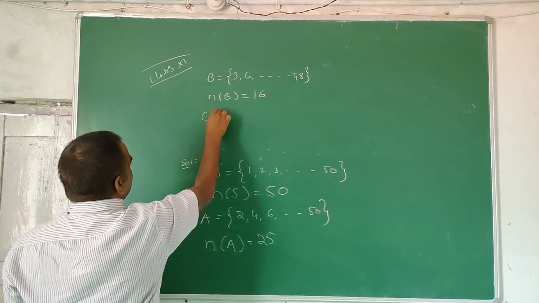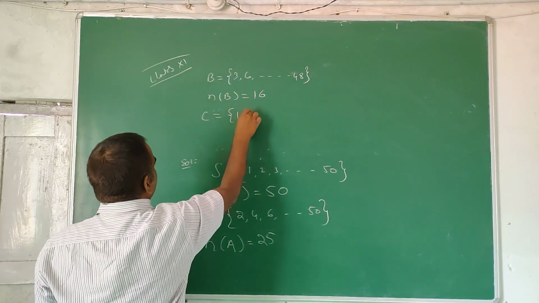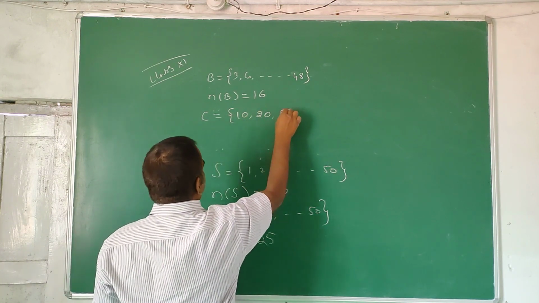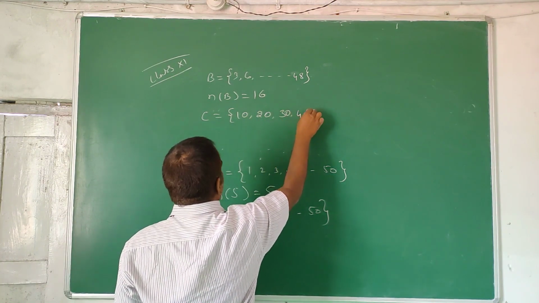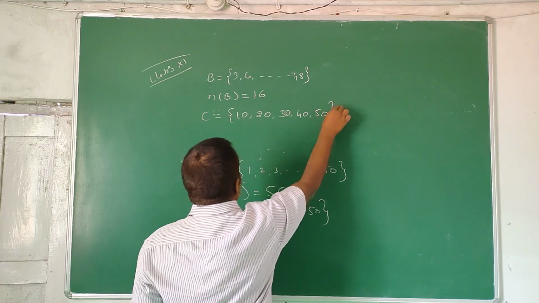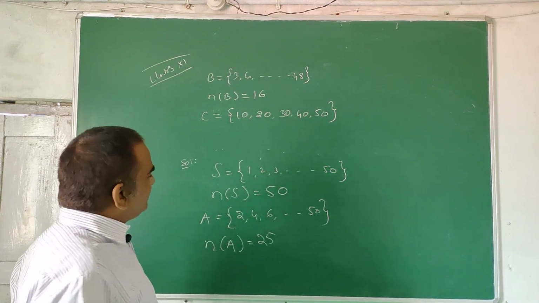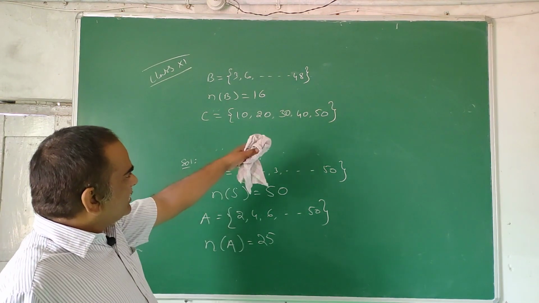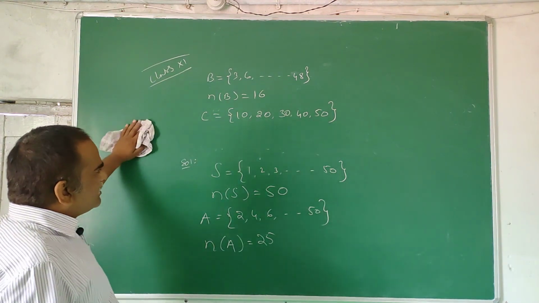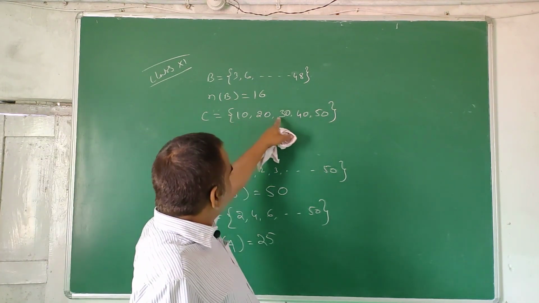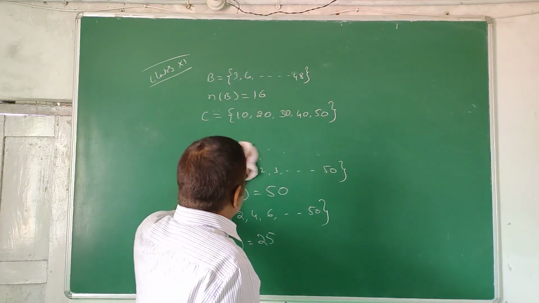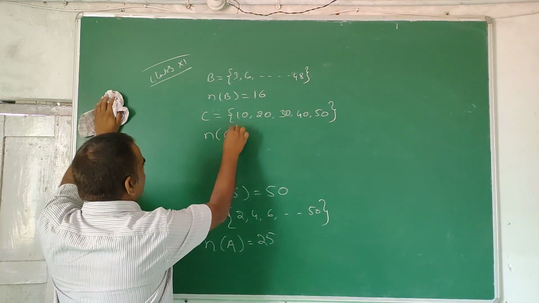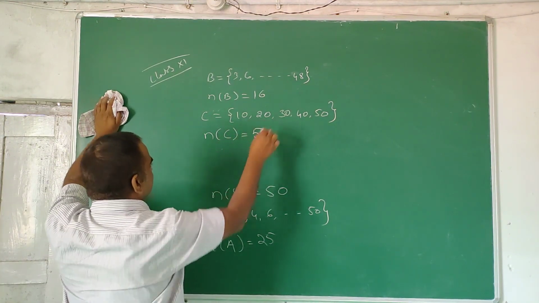Now C is a multiple of 10. 10 1s are 10, 10 2s are 20, 10 3s are 30, 10 4s are 40, 10 5s are 50. Only a few elements are there, so I have written all the elements. So overall how many are there? 1, 2, 3, 4, 5. So n(C) is equal to 5.